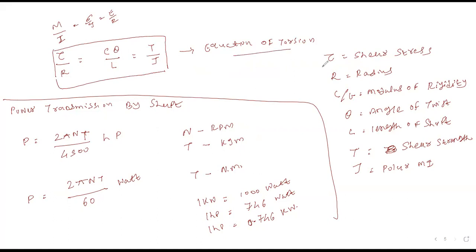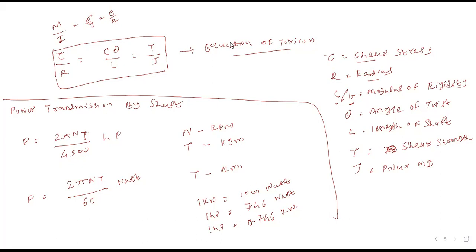equation of torsion, where tau is shear stress, R is radius, C or J. In examples it may be given with the symbol G, so don't get confused. C and G are both the same, that is nothing but modulus of rigidity. Theta is angle of twist, basically given in degrees. L is length of shaft, T is shear strength, and J is the polar moment of inertia.